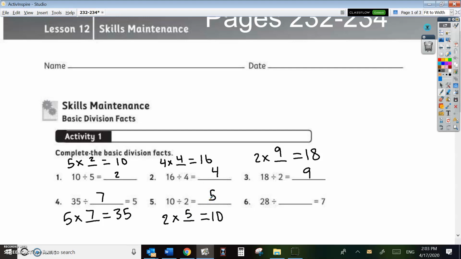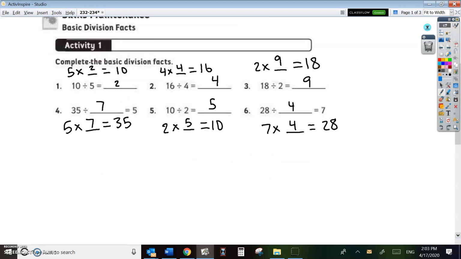28 divided by something is 7. 7 times something equals 28. 7 times 4 is 28, so 28 divided by 4 equals 7. I think that's it for that page.